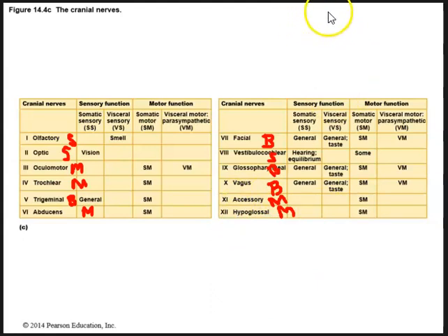Oops. Guess I have to erase that. All right, moving on.